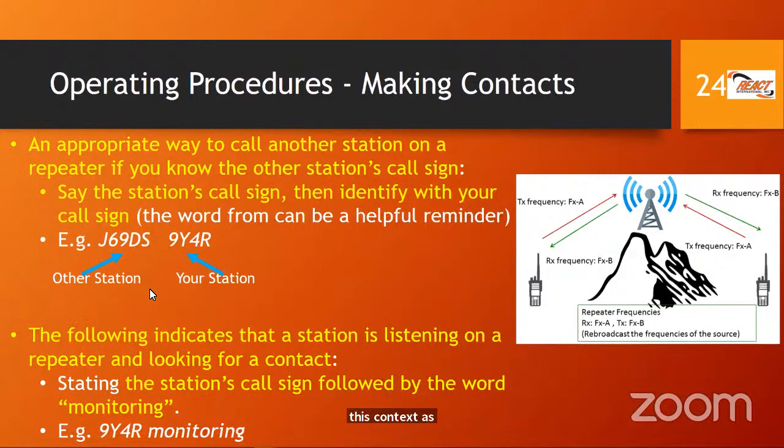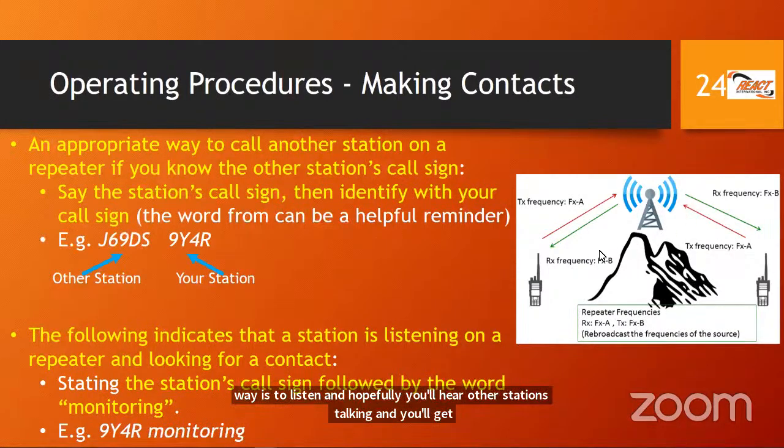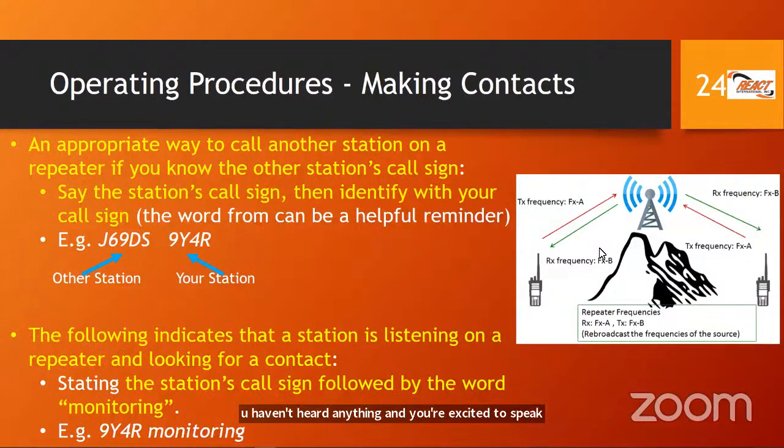So what about if we don't know who is on the air and we want to call someone? We don't know the call signs of the other operators that are listening. Maybe we are a new amateur radio operator and we don't know. So one way is to listen, and hopefully you'll hear other stations talking and you'll get their call signs. But maybe you have waited 5 minutes, you haven't heard anything, and you're excited to speak to someone. Or it could be very early in the morning and you don't know who is on the air.